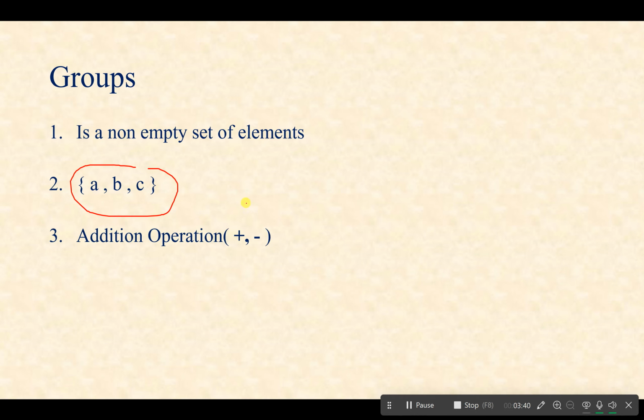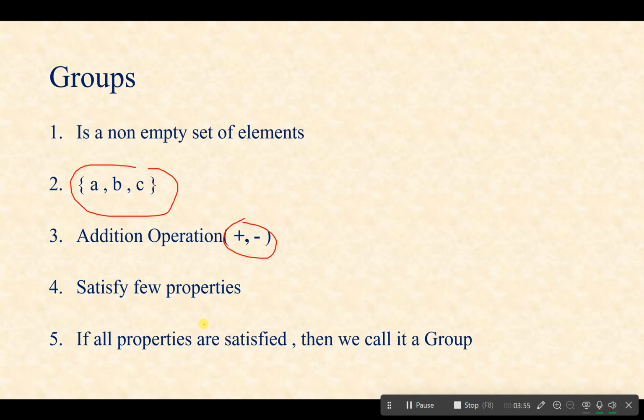As we already discussed, a group should be a non-empty set of elements. Let us say we'll take the set as A, B, C. In a group, only two operations need to be satisfied, addition and subtraction. And in addition to these two operations, a few axioms also need to be satisfied. We'll see what those axioms are on the next page. If all those axioms are satisfied, then we call it a group.